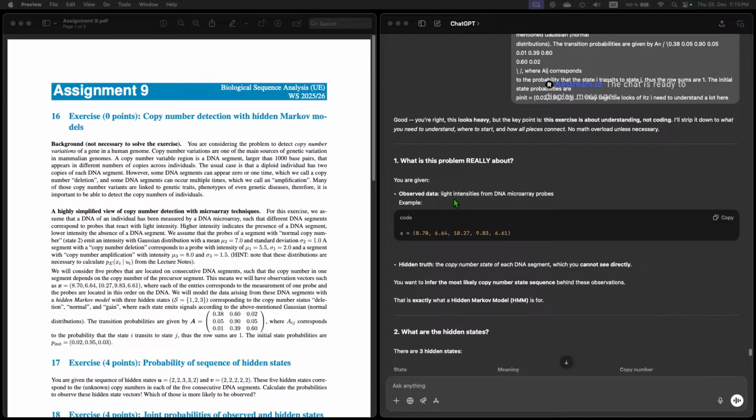Observed data: light intensities from DNA microarray probes. Hidden truth: the copy number state of each DNA segment, which you cannot see directly. You want to infer the most likely copy number state sequence behind these. Oh, whoa. Good, you're right. This looks heavy, but the key point is the exercise is about understanding, not coding. I'll strip it down to what you need to understand and where to start.